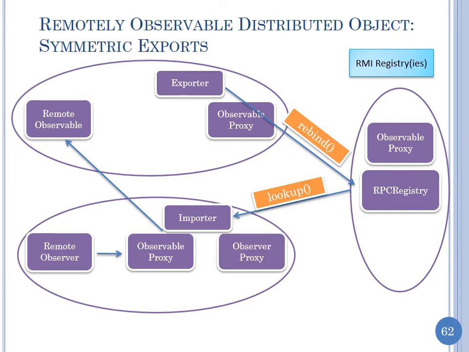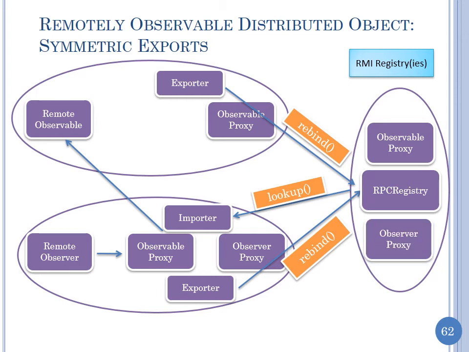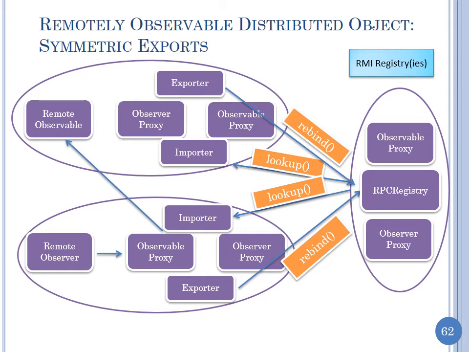Now I have the observer process do an export and create an observer proxy, with an exporter in it that binds it to the server. The server now has the observer proxy also, which can be looked up by an importer in the observer process. And so now we have the proxy here, and we have the two-way connection. Okay, this is what I could do.